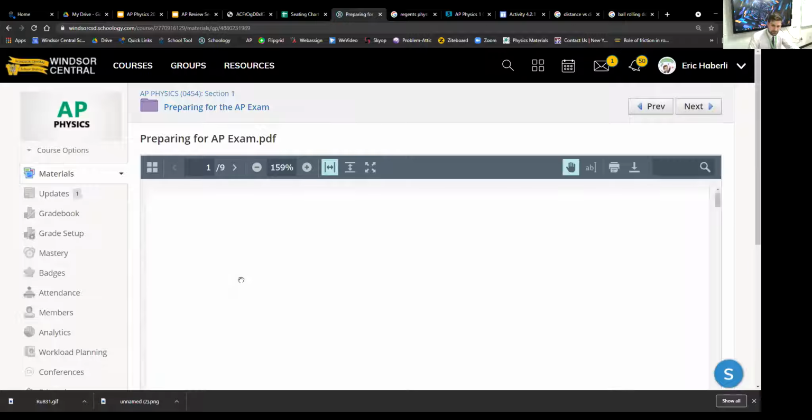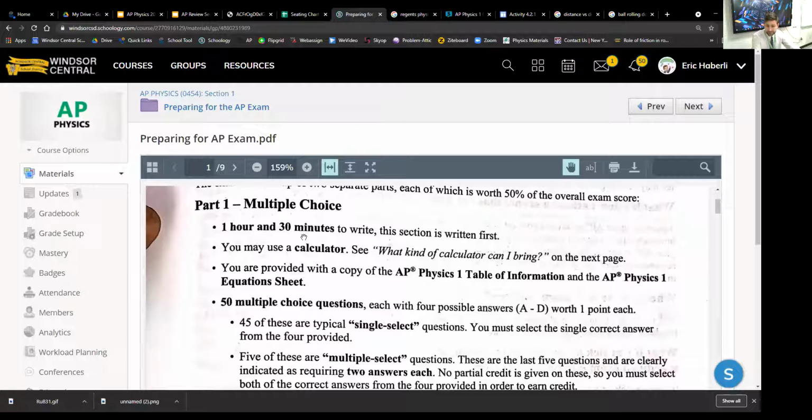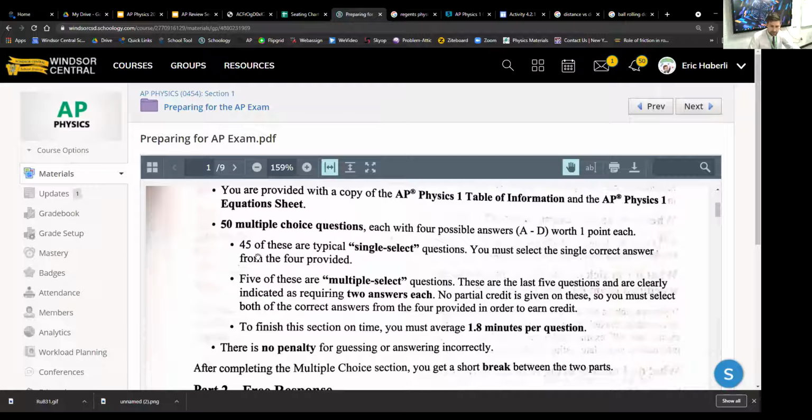There's a section near the middle back that basically outlines what the exam is going to be like, and it gives you tips for how to prepare and basically tells you what to expect. So here's the main thing. There's going to be a part 1, an hour and a half, multiple choice questions, okay?